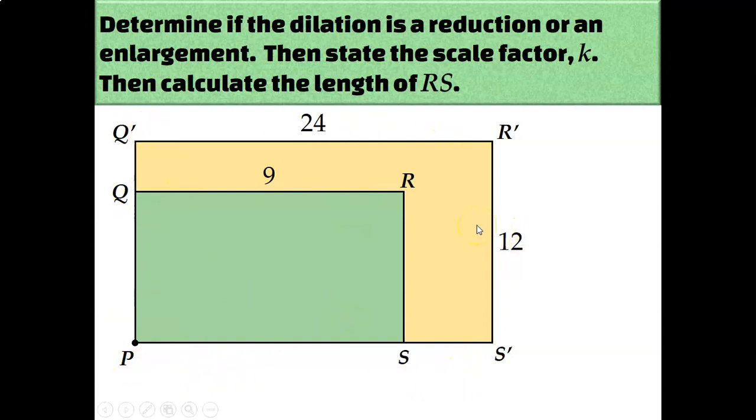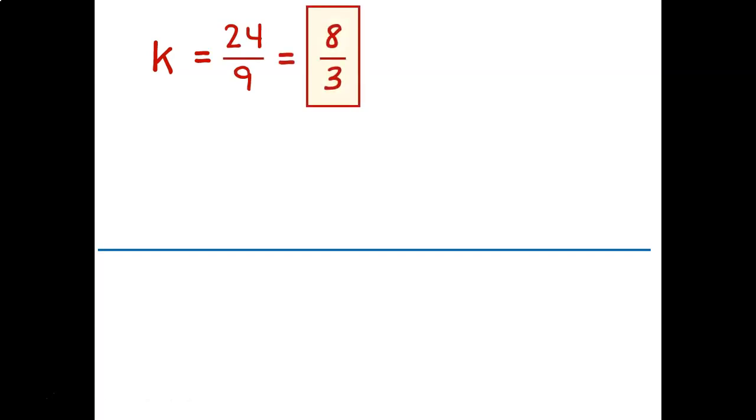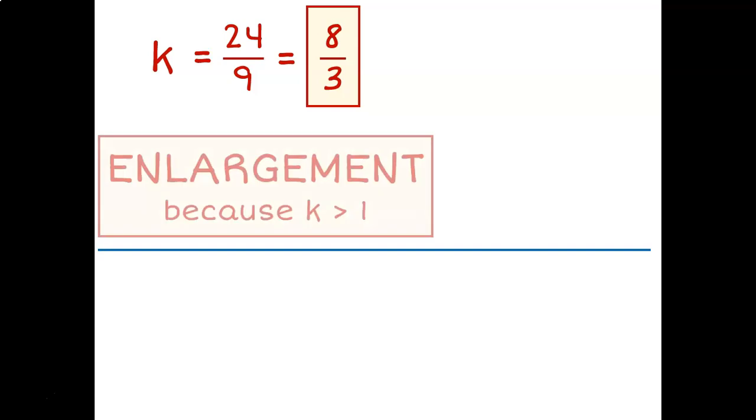So let's calculate the scale factor. We'll need to do new length over old length, and we actually have 3 different numbers to pick from this time, so you have to make sure you're choosing corresponding lengths. I don't know the length that corresponds to R prime, S prime. That would be the length of RS. I don't know what that is. So instead I'm going to be using the 24 and the 9 because those are corresponding lengths, QR and Q prime, R prime. So make sure that you calculate your scale factor with new length of 24 over old length of 9. And those are both divisible by 3, so my scale factor is 8/3. And since 8/3 is bigger than 1, this is an enlargement.